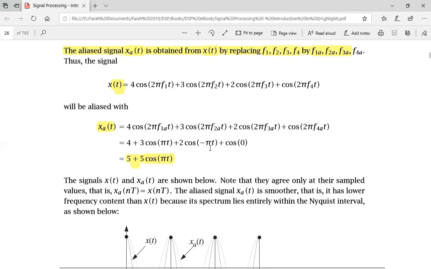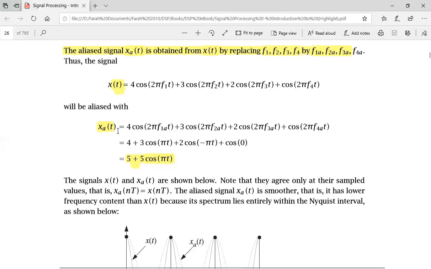When you simplify it, cos of minus theta is cos of theta. So it would be 2 cos pi t. And again, here we have 3 cos pi t. The 2 plus 3 would be 5 cos pi t. Similarly, cos of 0 is 1, so this 1 would be added to this 4, and you will get 5 plus 5 cos pi t. So this would be your reconstructed signal.